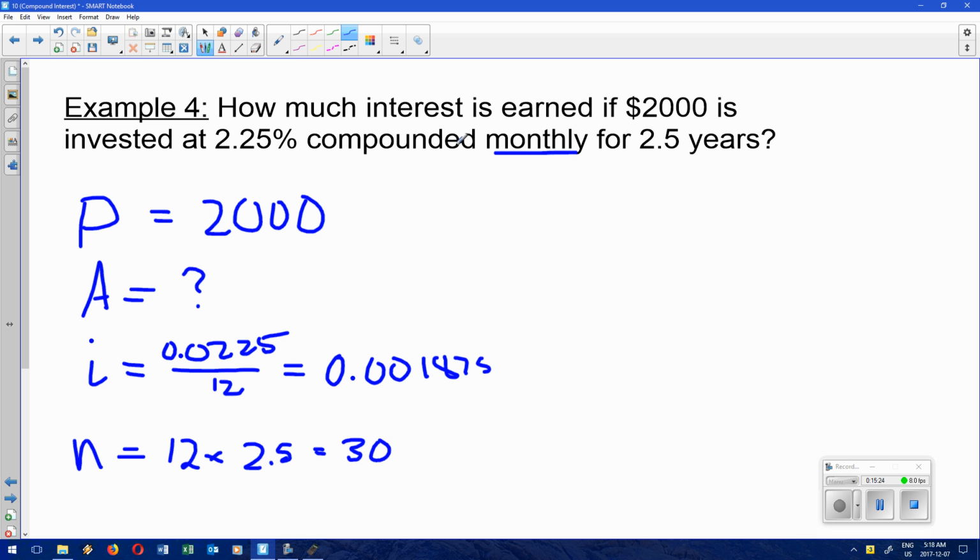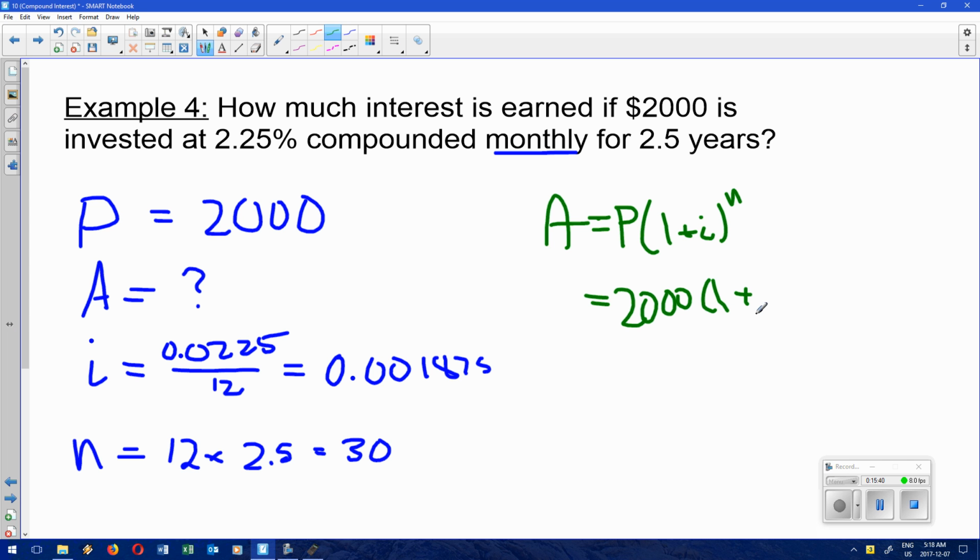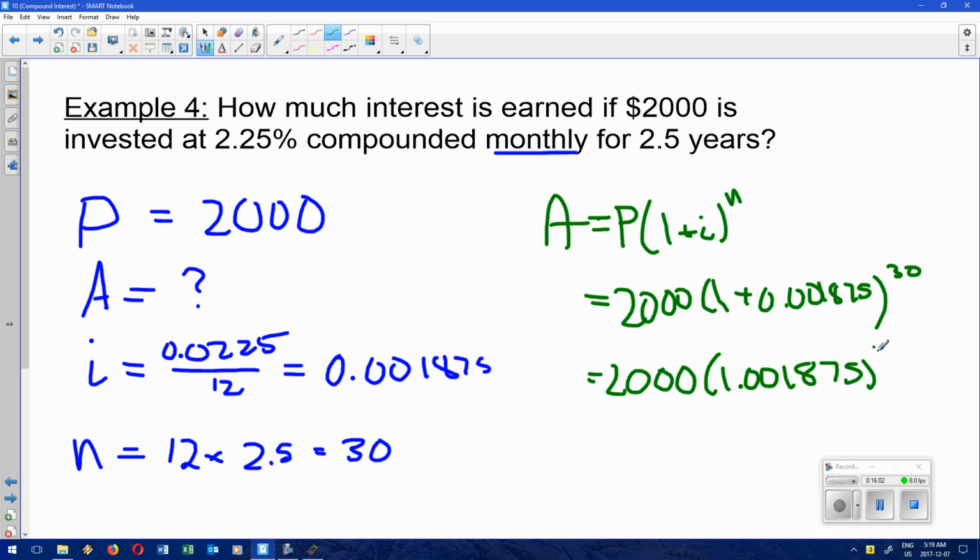Okay, and now it's just going to be the same process as before. So we have my final amount is equal to the principal times (1 plus the interest rate) to the power of n. So I have 2,000 times (1 plus 0.001875) to the power of 30. Okay, my first step would just be to add those together. 1.001875 to the 30.